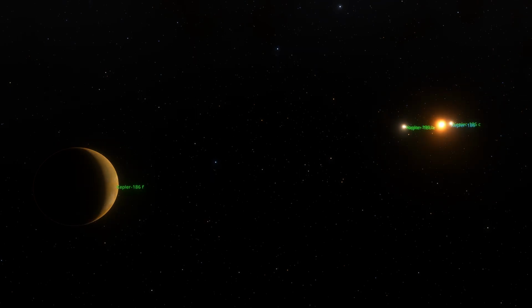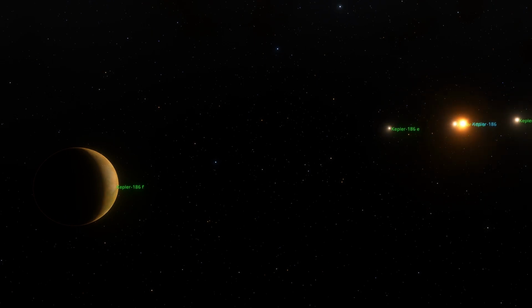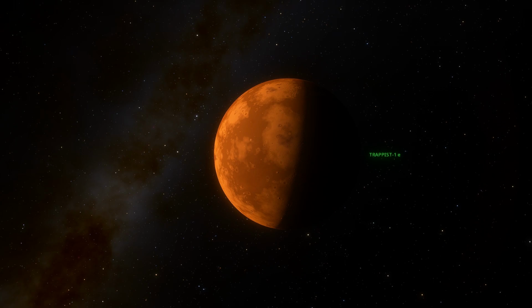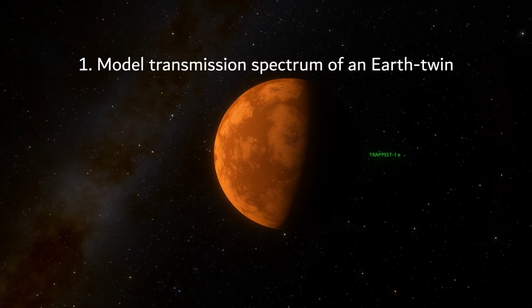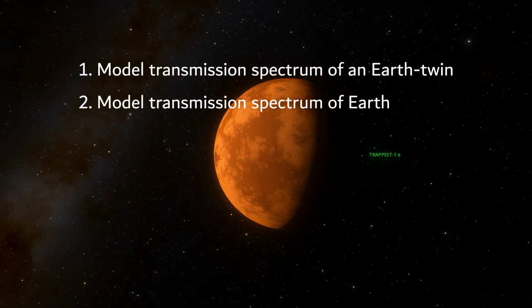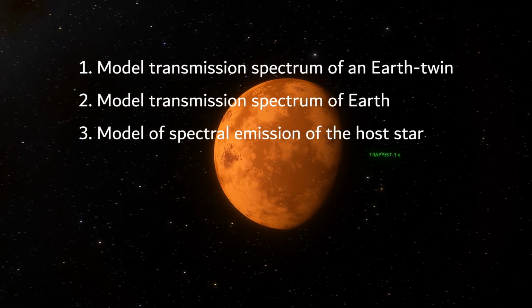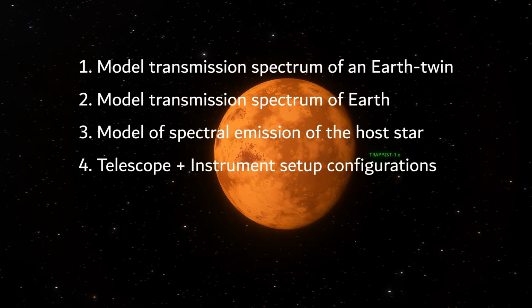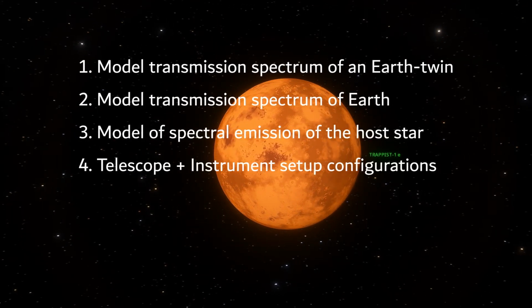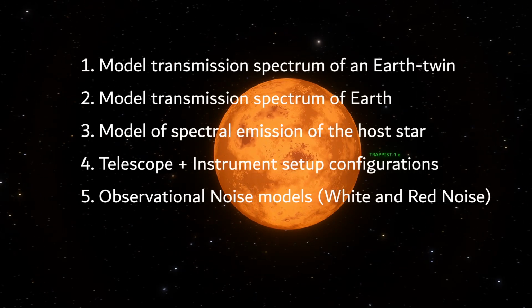How did the authors conduct the simulations? I will just briefly mention some key points and will not dive into the details since the video would then become too technical and I want to reach out to a broader and more general audience with these videos. To perform the studies, the required parameters are: 1. A model transmission spectrum of an Earth twin, a similar transmission spectrum of Earth itself, another spectral emission of the host star, a configuration of telescope and an instrument setup, and white and red noise observational noise models.